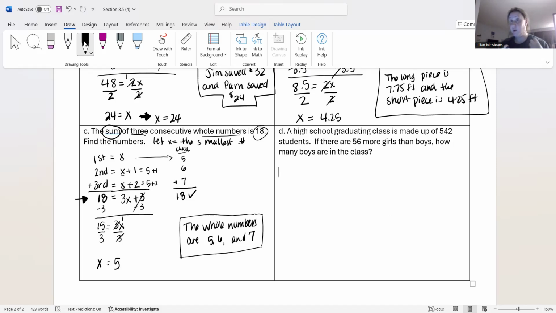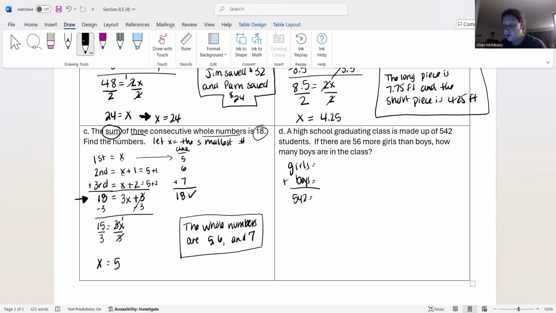Okay, so we know we have a grand total of 542 students. We know that it's going to be comprised of boys and girls, so we're going to say the number of girls plus the number of boys has to equal 542. Okay, so now we want to assign a variable, and we assign the variable to what we know the least about.